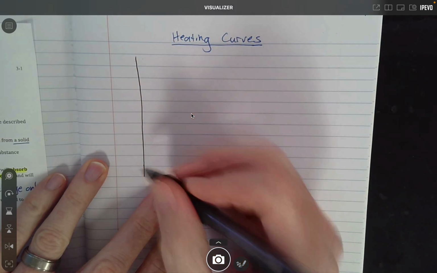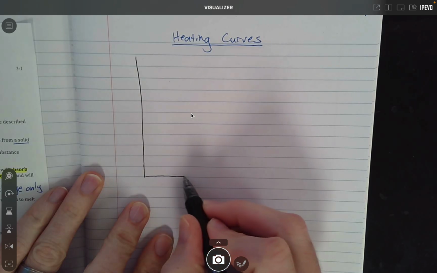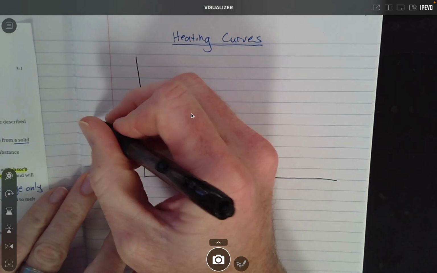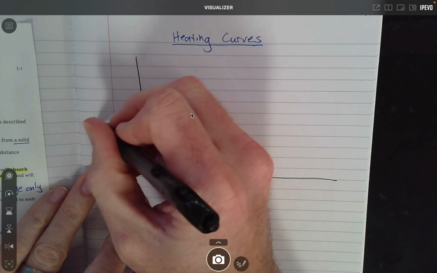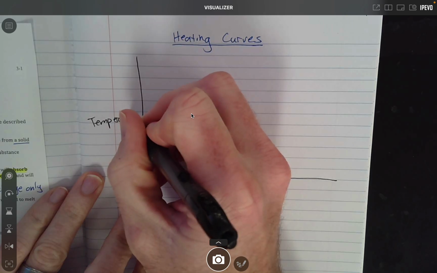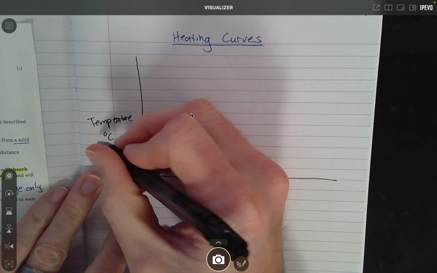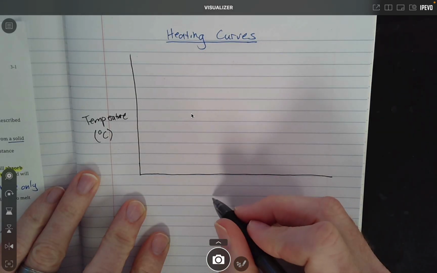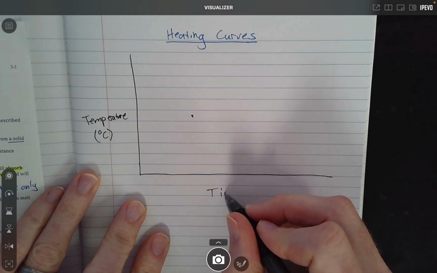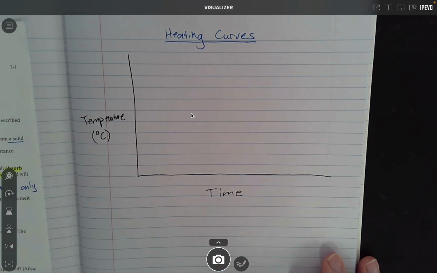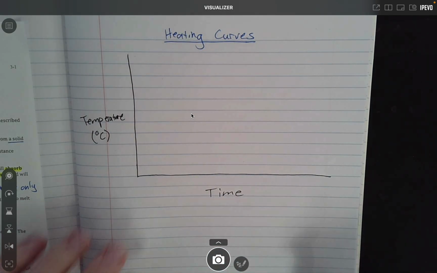the important stuff. So that would be our axes. And on the left side, we're going to have temperature. And that temperature is going to be degrees Celsius. And then on the x-axis, we're going to have time. Now, sometimes reaction progress or something like that. This is just a sketch.